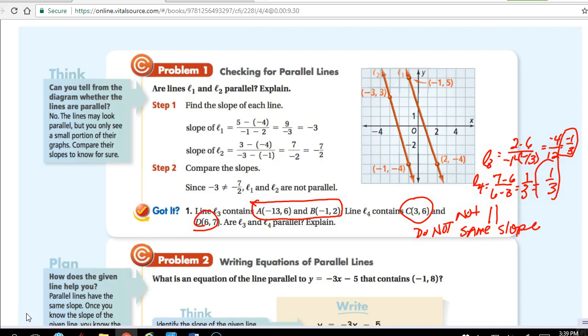Okay? I hope this was helpful, and that's the understanding we have to be able to know whether lines are truly parallel or not. Best of luck on your studies.